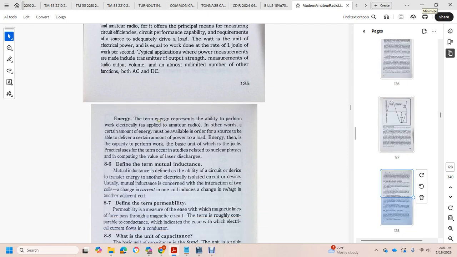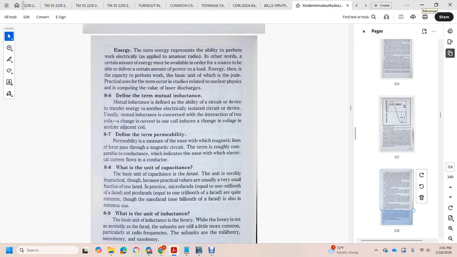Define the term permeability. Permeability measures the ease of magnetic lines of force through a material, comparable to conductance, which indicates the ease of electrical current flow in a conductor.